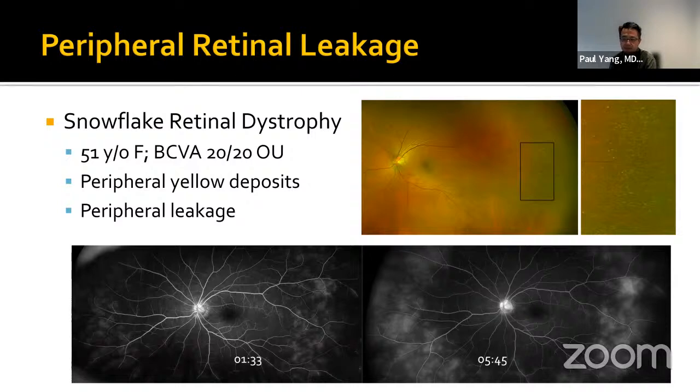Okay, so this is yet another condition called snowflake retinal dystrophy. And in early phase disease, the posterior pole looks pretty normal. And not until you look at the periphery do you see these yellow deposits. And on fluorescein angiography, you see that there's diffuse peripheral retinal leakage. These are areas of degeneration.